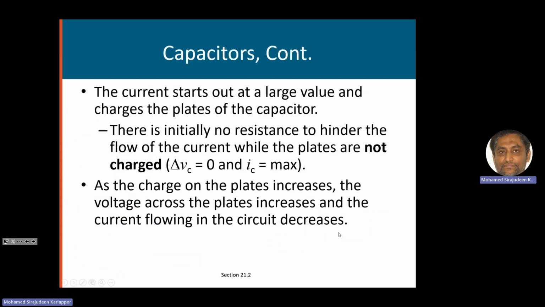So let's look at the, okay, now I have to read this. Current starts out at a large value, but the potential difference will be 0. There is initially no resistance to hinder the capacitor. At the beginning, with no resistance, the current will be maximum. But as the charges build up between the plates, the current will decrease, because there's a potential difference from the capacitor plates in the opposite direction, so it will start reducing the current. And when the plates are fully charged, potential will be maximum and the current will be 0.